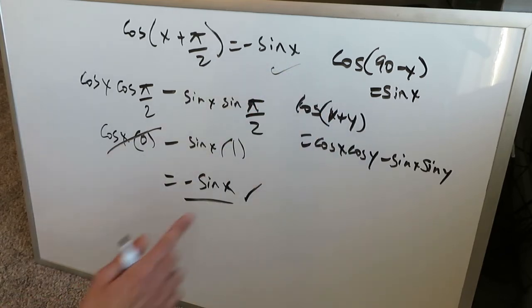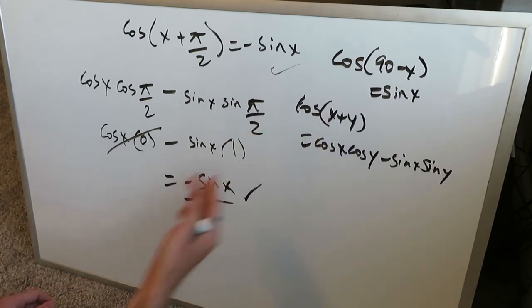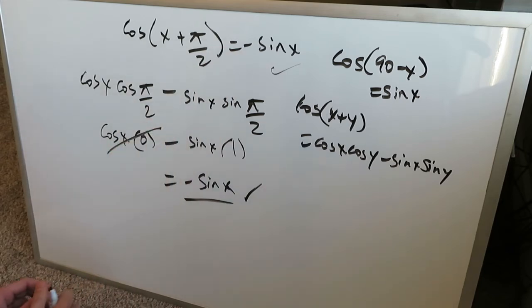So it was not hard. It required you to know this sum and difference identity for cosine, which is similar to the ones you have for sine and tangent, but this was that type of question, not hard.